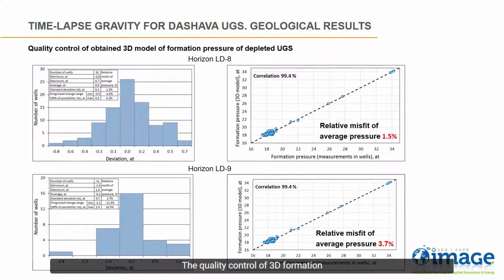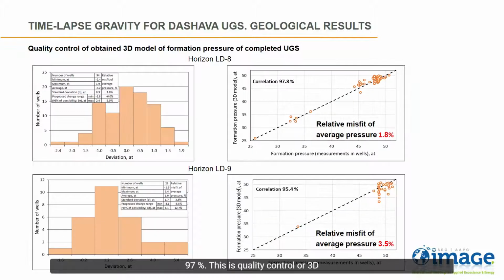The quality control of the 3D formation pressure model was made using real pressure measurements in wells at the period of time-lapse gravity acquisition. For the 3D model of depleted UGS, relative misfit was 1.5% for the LD8 horizon and 3.7% for LD9 horizon, with a great correlation of more than 97%. This is quality control of the 3D formation pressure model at completed UGS. The result was also great. Misfits were 1.8% and 3.5% for the two horizons of the UGS reservoir.